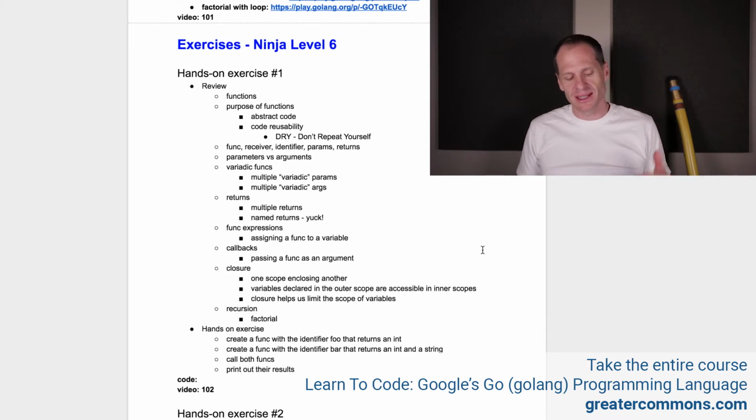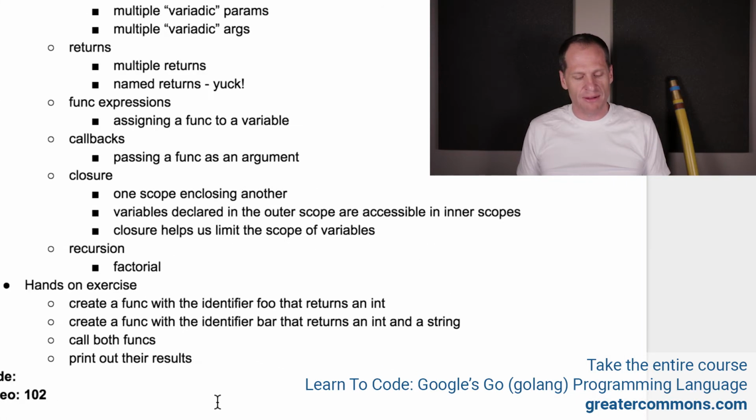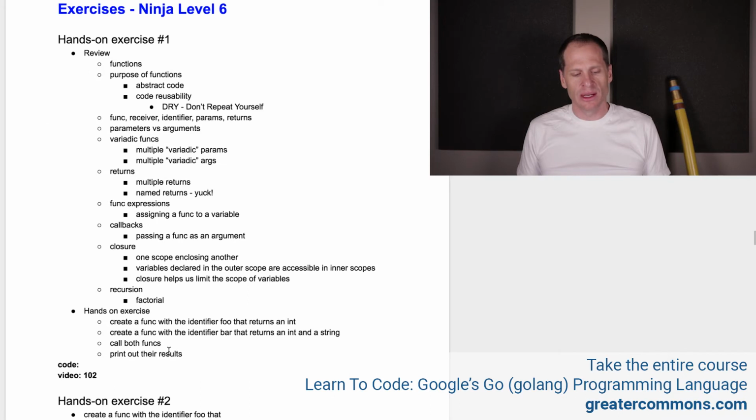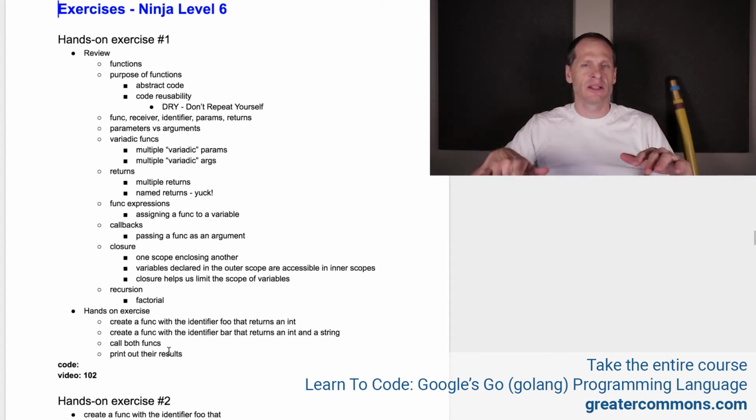Ninja level number 6. This hands-on exercise, I want you to create a func with the identifier foo that returns an int, and then create another func with the identifier bar that returns an int and a string. Call both funcs, print out their results. That's hands-on exercise number 1. I want you to do that. Pause the video, go do it, come back here, watch the solution.